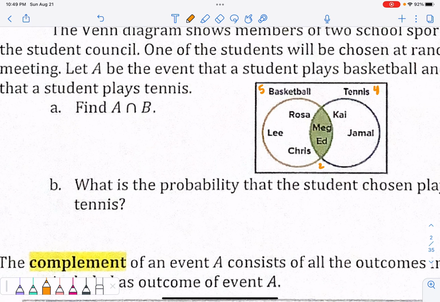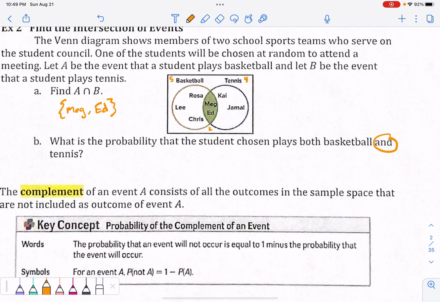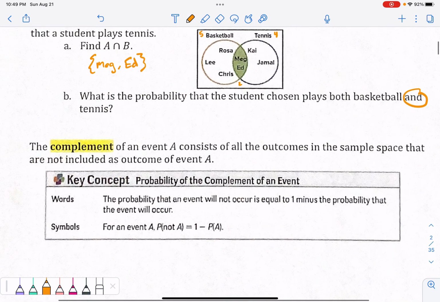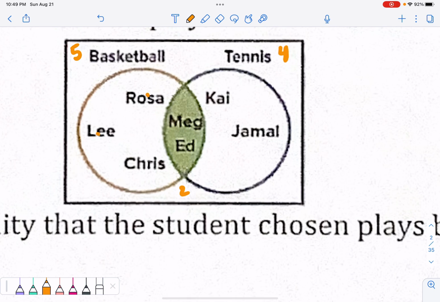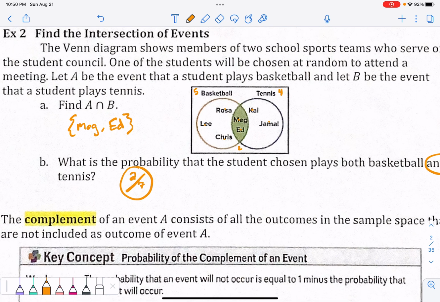Find A intersect B. This is like A and B together. So the only people that are in A and B together are Meg and Ed. So we list them out in our little curly brackets, and that's our intersection. What is the probability that the student chosen plays both basketball and tennis? Again, remember, "and" talks about the intersection. So how many people are in our intersection? 2 out of a total of, how many people are here? 1, 2, 3, 4, 5, 6, 7. 2 out of 7 is the probability that I choose somebody who plays basketball and tennis. 2 out of 7, and that's reduced.